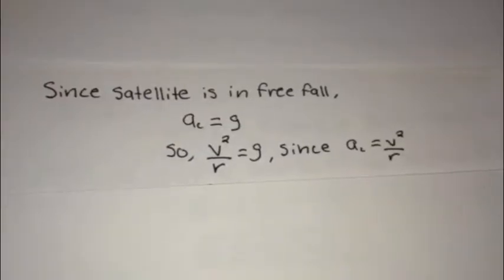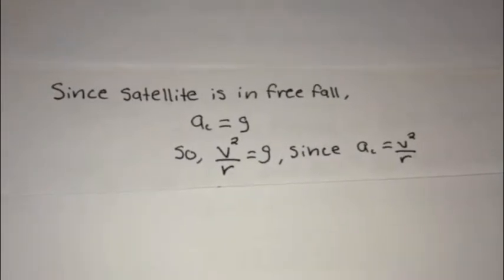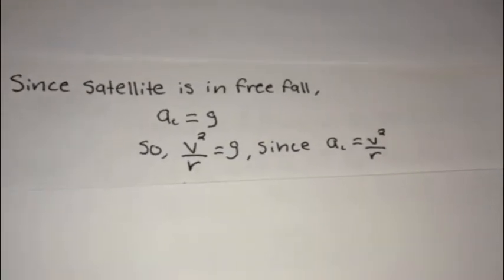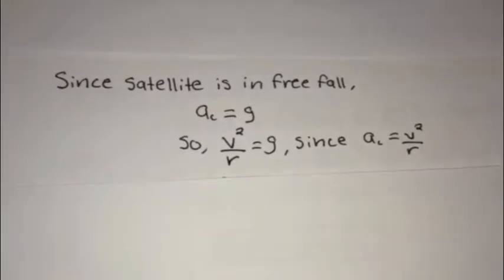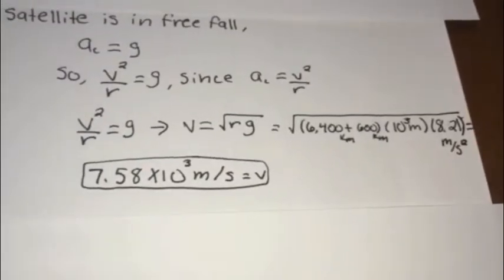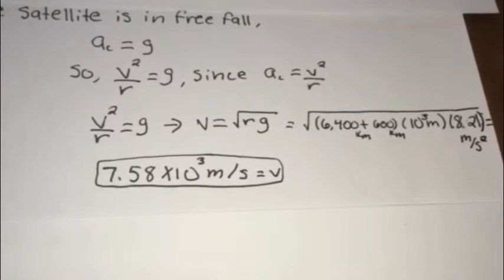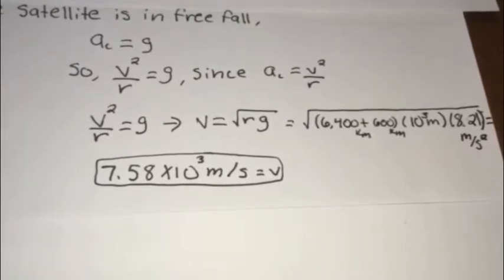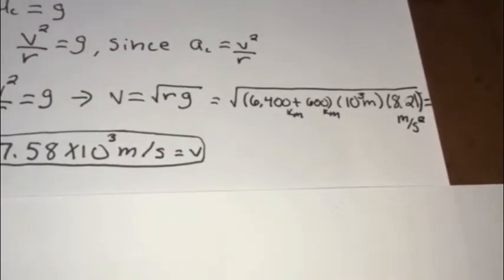Now since the satellite is in free fall, the centripetal acceleration equals gravity. And so since a_c equals v squared over r, that is equal to g. So now you can take the equation v squared over r equals g, and rearrange it to get that velocity equals the square root of the radius times gravity. And so what you see here is all the values plugged in.